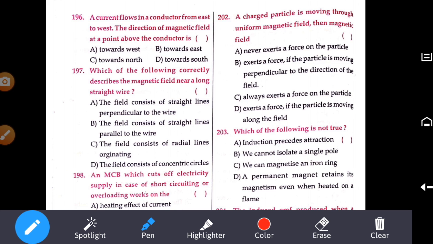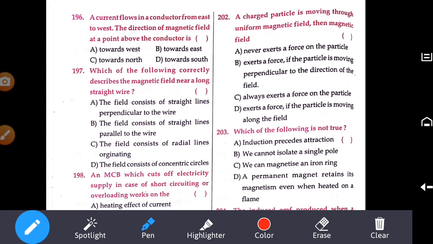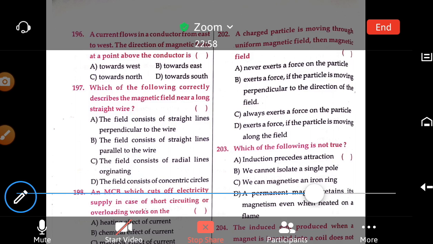Which of the following correctly describes the magnetic field near a long straight wire? Just now we have seen a few minutes back, if current is moving in a long straight wire, the magnetic field will be concentric circles. So I think option number D is our answer. Field consists of concentric circles. 198.